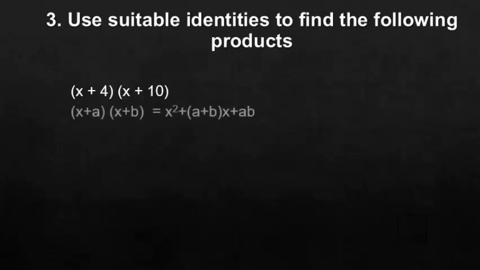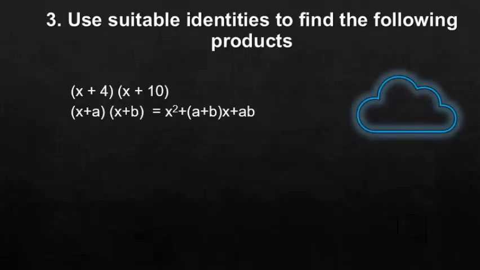Some products you have to find using the identities which you have already learnt. The first question in that is x plus 4 multiplied by x plus 10. So here you can see the 4 and 10 are different numbers. So we have an identity: x plus a into x plus b is equal to x square plus a plus b into x plus ab.